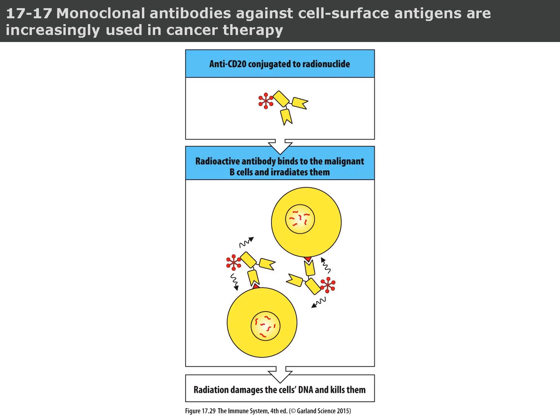This figure shows how a monoclonal antibody linked to a radionuclide can target and destroy cancer cells. An anti-CD20 antibody is conjugated to a radioactive isotope. After binding to CD20 on the surface of malignant B cells, the radioactive antibody delivers localized radiation that damages the cell's DNA. The radiation-induced DNA damage ultimately kills the tumor cells while minimizing harm to surrounding healthy tissue. This targeted therapy is used to treat B-cell malignancies such as non-Hodgkin lymphoma.